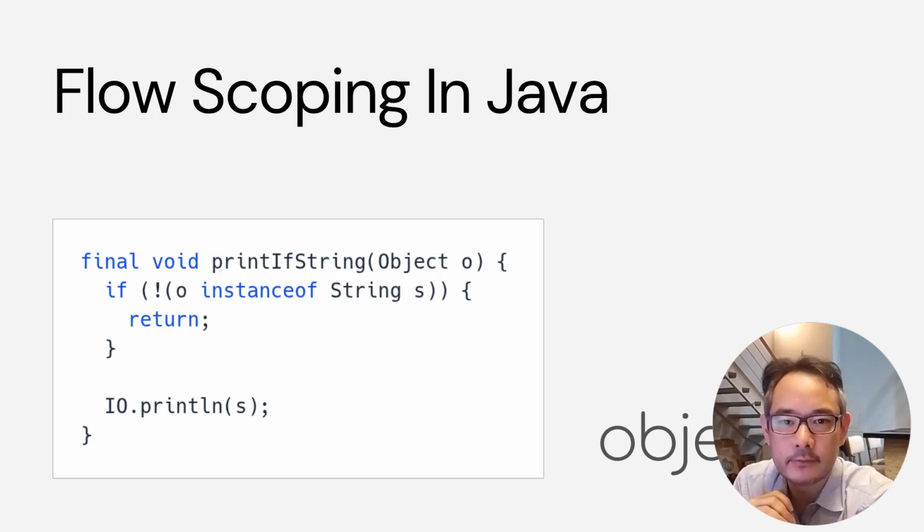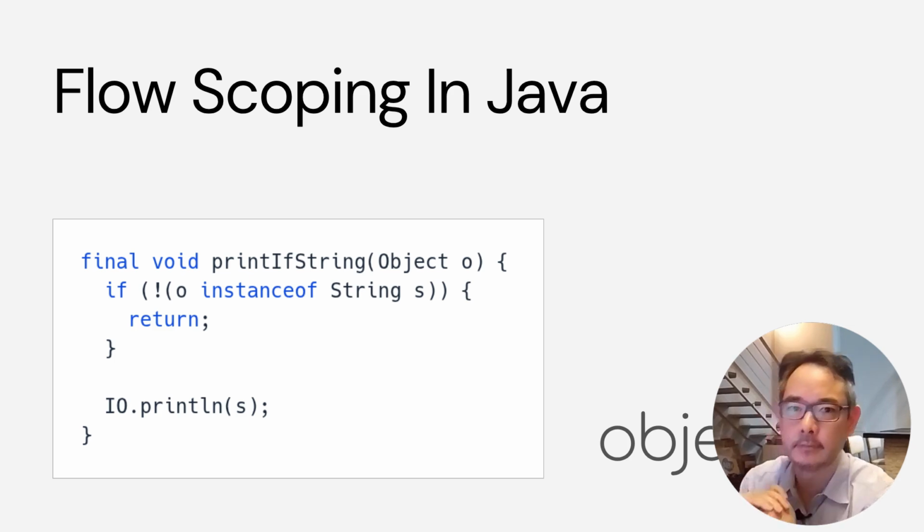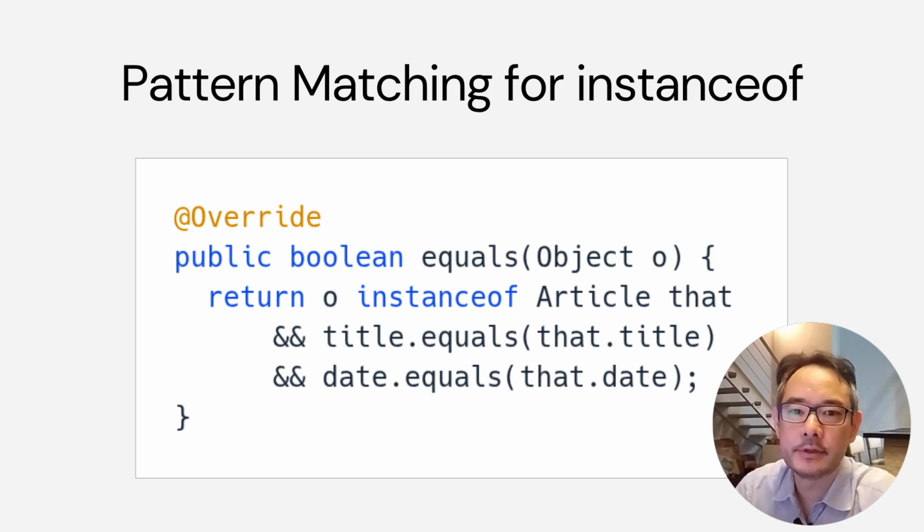Have you ever heard of FlowScoping.java? That's what we will discuss in this video. If you're using a modern JDK, more specifically JDK 16 or later, then you can use pattern matching for instanceof. A good use case is for writing equals method.